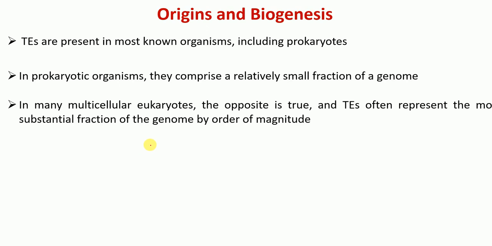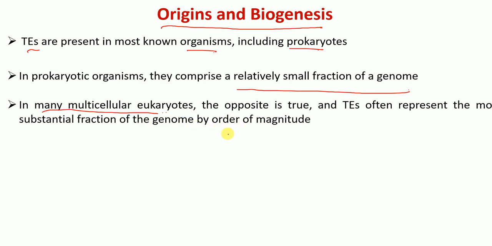Now another topic is the origins and biogenesis of transposable elements, or transposons. These transposable elements are present in most known organisms, including prokaryotes. But in prokaryotes, they comprise a relatively small fraction of the genome, whereas in multicellular eukaryotes they can occupy up to two-thirds of the genome, as I mentioned earlier. So they occupy a substantial fraction of the genome, by orders of magnitude.